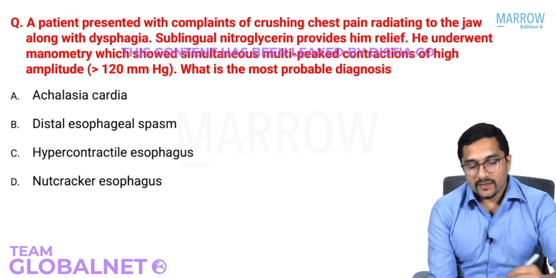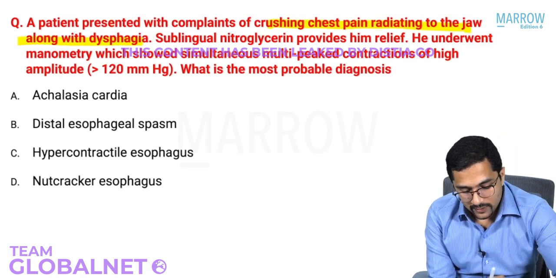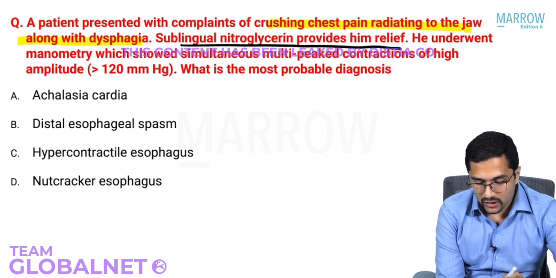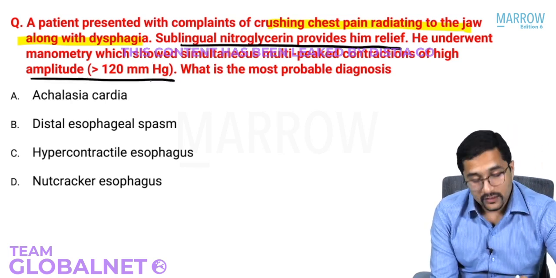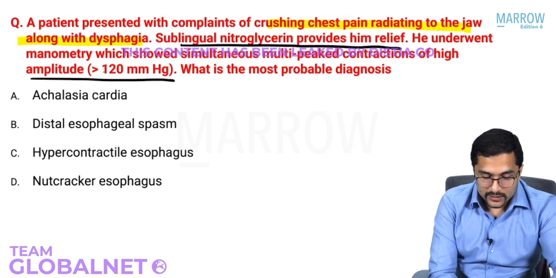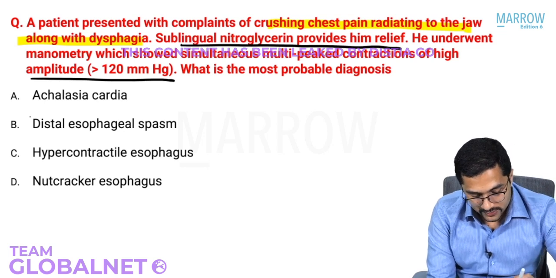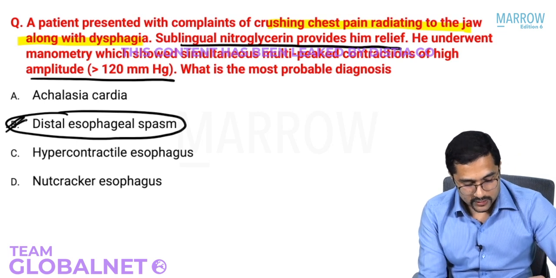A patient presents with crushing chest pain radiating to the jaw along with dysphagia. Sublingual nitroglycerin provides him relief. He undergoes a manometry which reveals multiple peaked contractions of high amplitude. What is the most likely diagnosis here? We know this is a distal esophageal spasm.